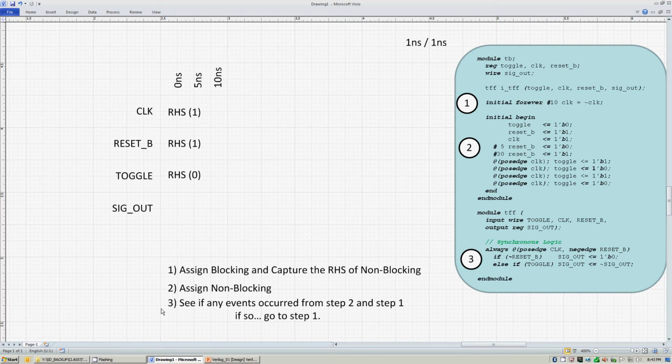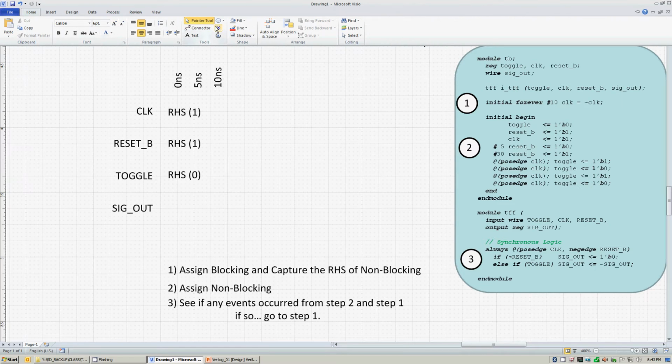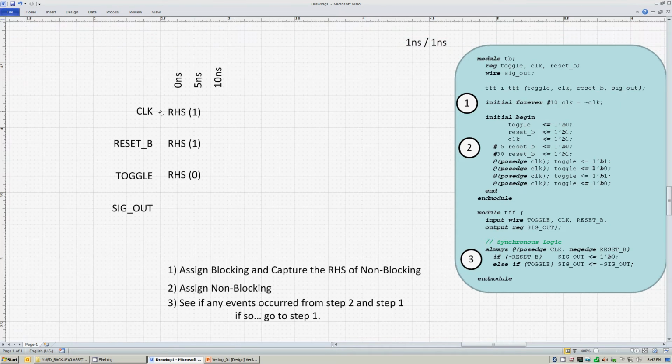So now we're going to go to step 2. We're going to assign the non-blocking. What that means is, at time 0, clock is going to go to a 1. Reset's going to go to a 1. And toggle is going to go to a 0. So now we've got initial values.